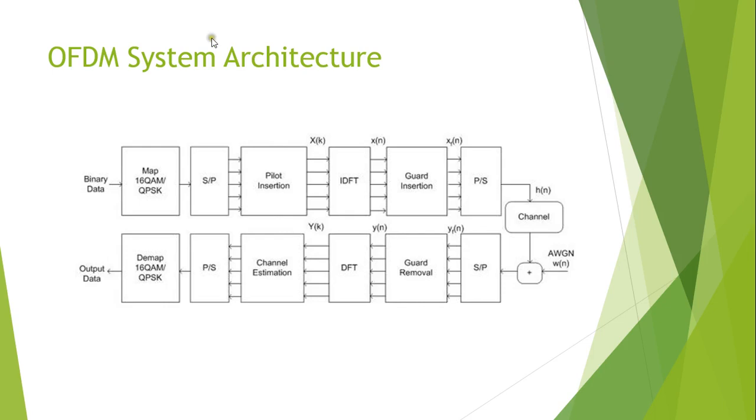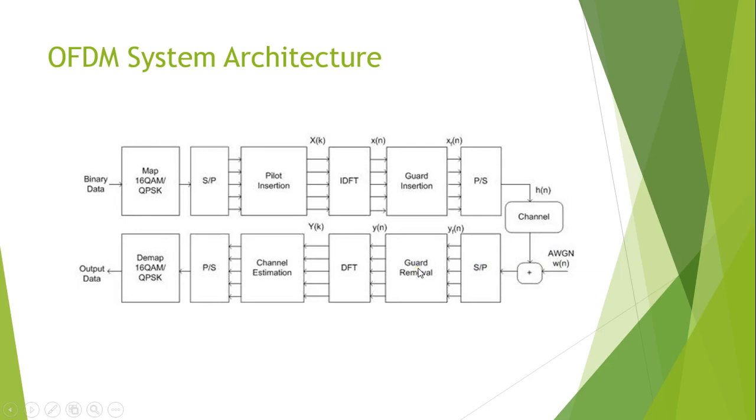Then the signal is passed through the IDFT, inverse discrete Fourier transform block, and then a guard is inserted. Here the guard is the cyclic prefix, which is inserted to prevent intercarrier interference and intersymbol interference, and then it is converted from parallel to serial data, and given to the channel. Here in the channel, additive white Gaussian noise is added, because in an ideal real-time scenario, every channel has some kind of noise associated with it, and to emulate that, we add AWGN noise here, and then convert the serial data into parallel data.